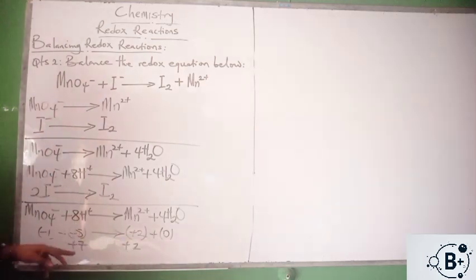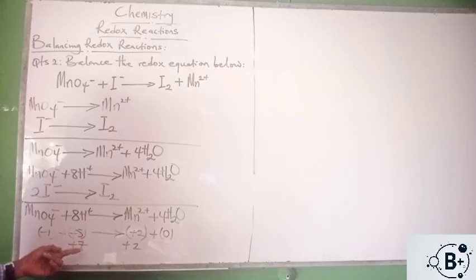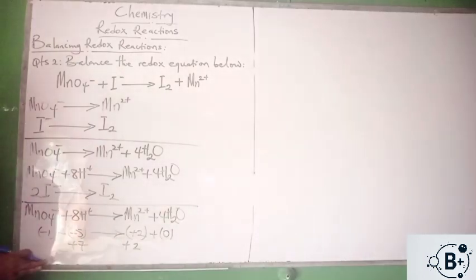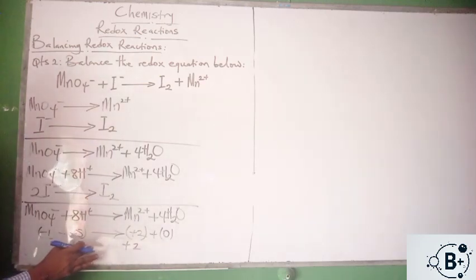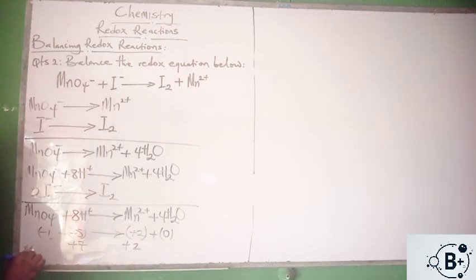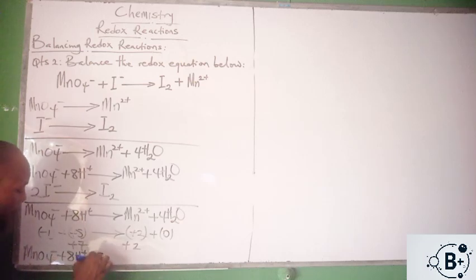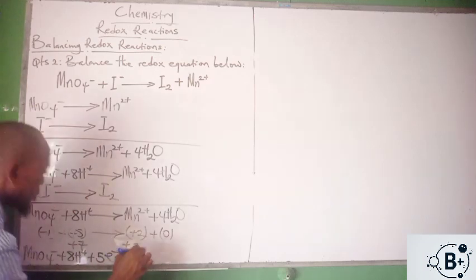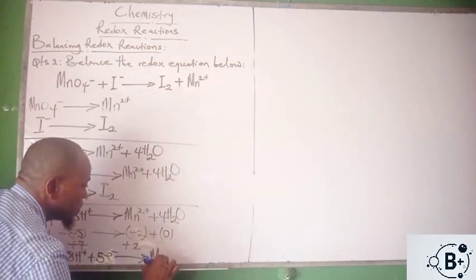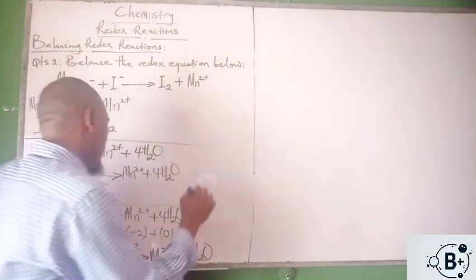So when we are balancing charge, we use electrons to balance it. We use e minus to balance it. So we are going to add 5 electrons to the left hand side. We say MnO4 minus plus 8H plus plus 5e minus gives Mn2 plus 4H2O. So we have written it this way now.